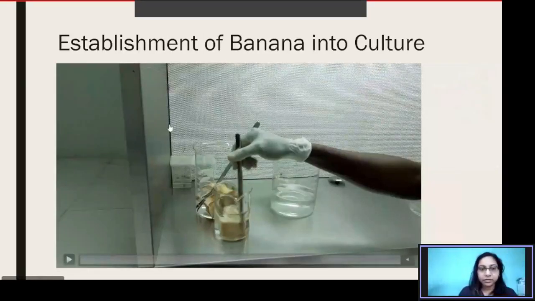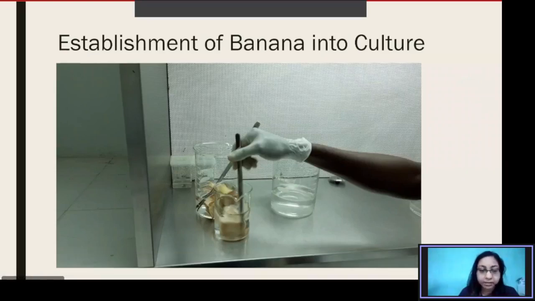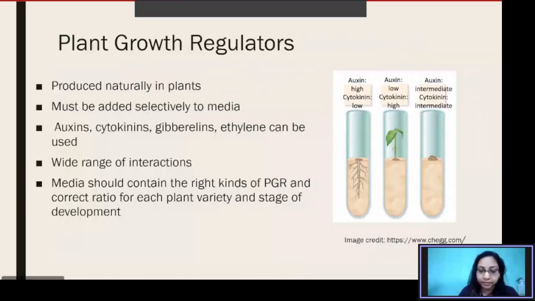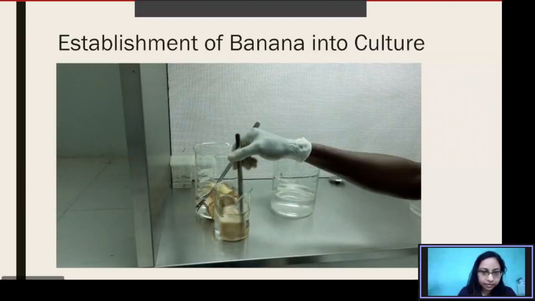So here we have a video of establishment of banana in culture. This video is showing Mr. Terrence Jack, who is a colleague of mine. He was very instrumental in helping me to set up this lab. Here he's doing the sterilization procedure for banana culture.